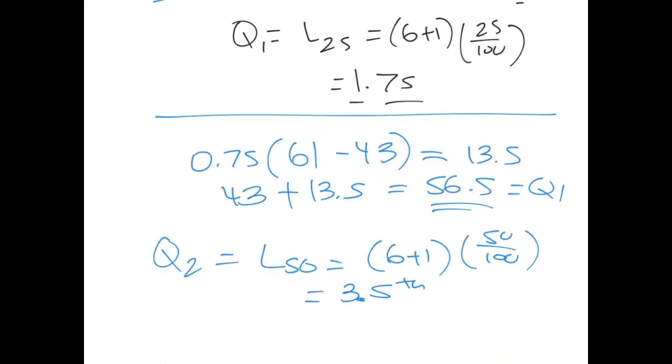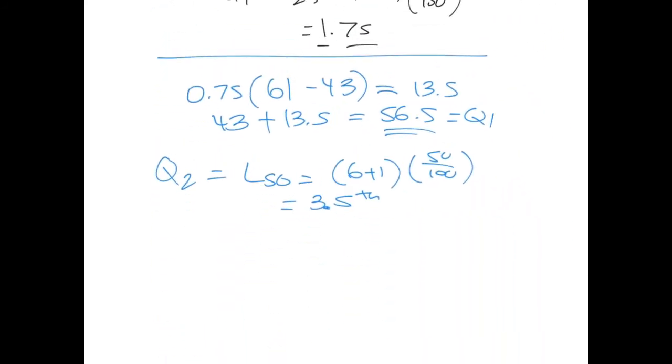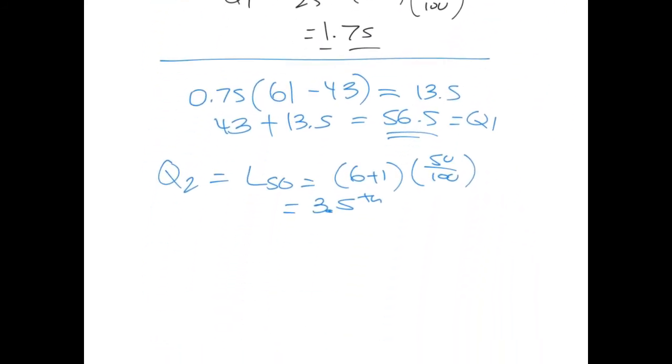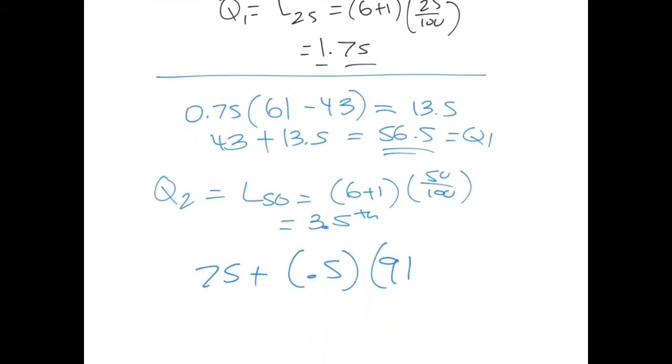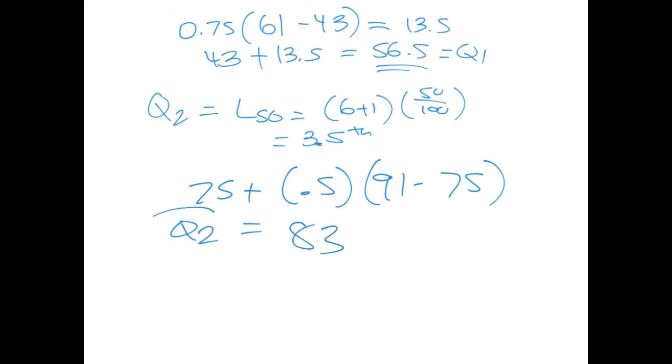How do we get that value? For that, we take 75 plus 0.5, which is 50% of the way between 91 and 75, and we find that Q2 is equal to 83. So 83 is the median of this data set.